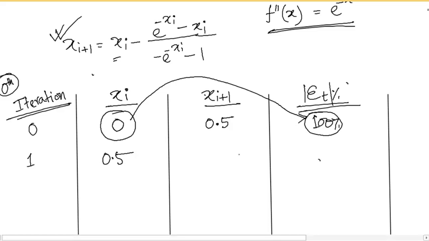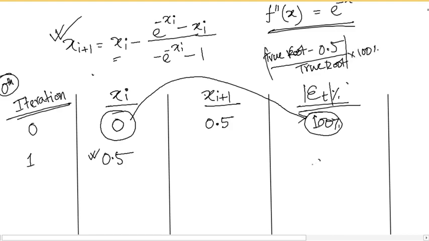So therefore, now we'll be calculating the true error when our guess is 0.5. So that means (true root minus 0.5) divided by true root, multiplied by 100%, is this one. It will be this one.